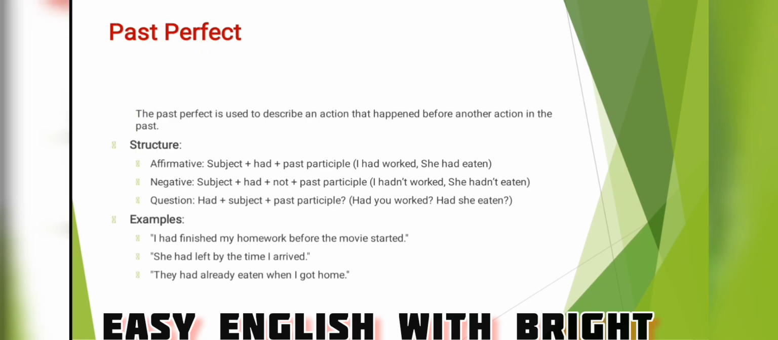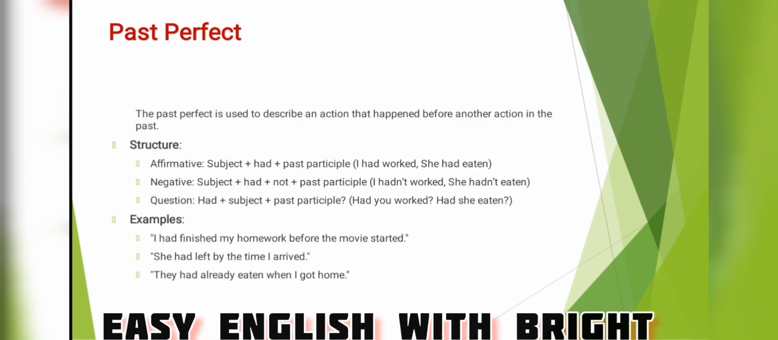Past perfect. The past perfect is used to describe an action that happened before another action in the past. Structure. Affirmative: subject plus had plus past participle. I had worked. She had eaten.